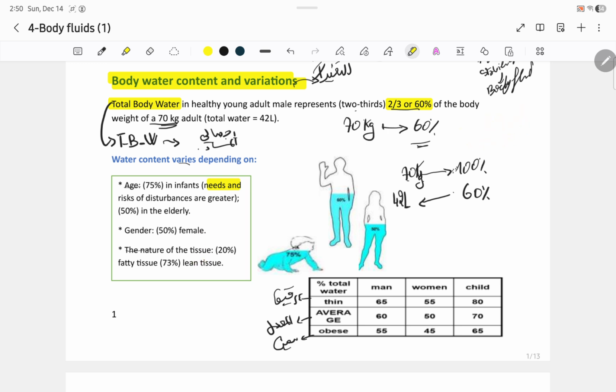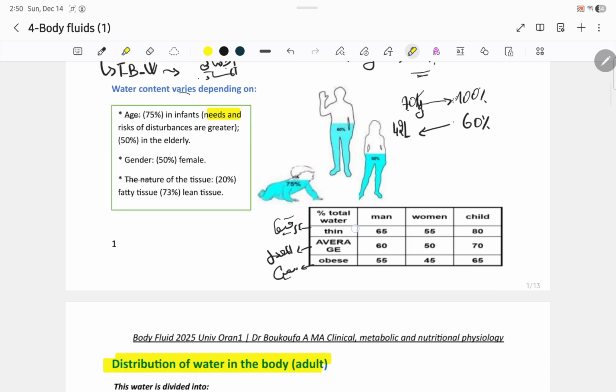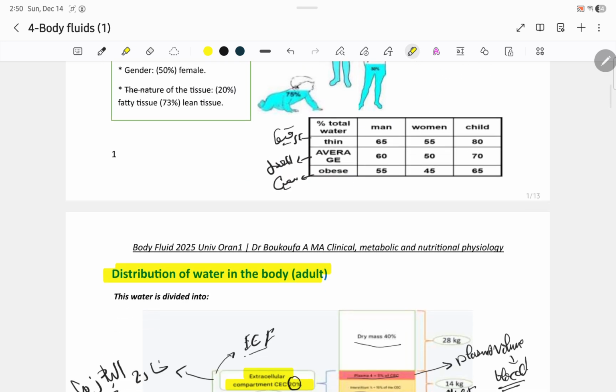Here we have special cases, because the water in a person varies depending on the gender, depending on the age, depending for example on the fatty tissue, so there are different conditions and factors.